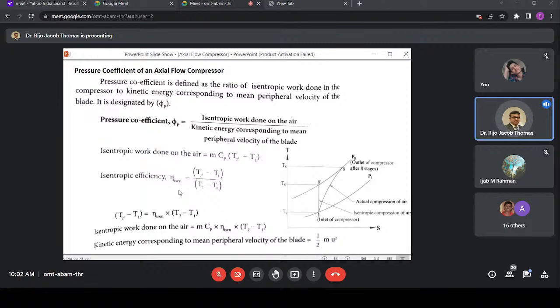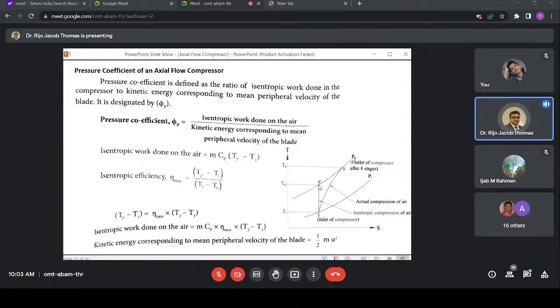Pressure coefficient is isentropic work on the air divided by kinetic energy. So kinetic energy is corresponding to the peripheral velocity. So you can have isentropic efficiency, the same efficiency that we have discussed. Here I have just put in a picture. This is not 8, here it is 2. So this is the normal compression, this is the isentropic compression, this is the actual compression. So this by this would be the efficiency of the compressor.